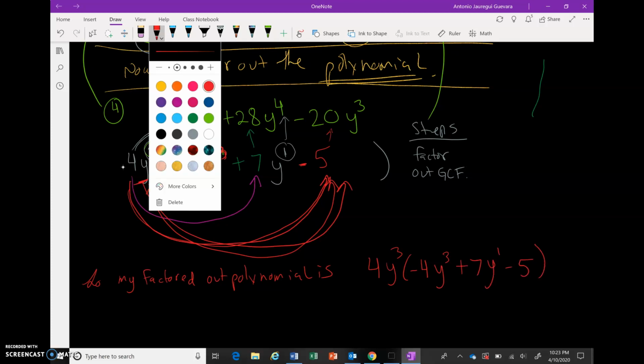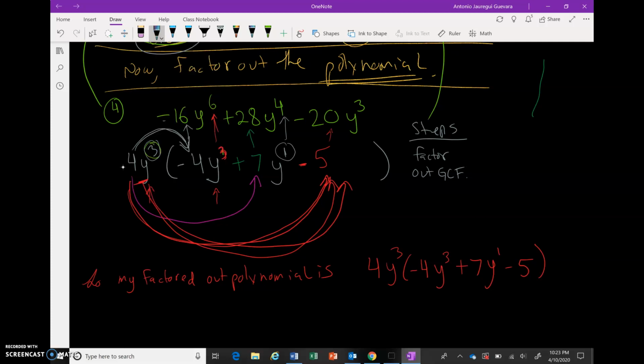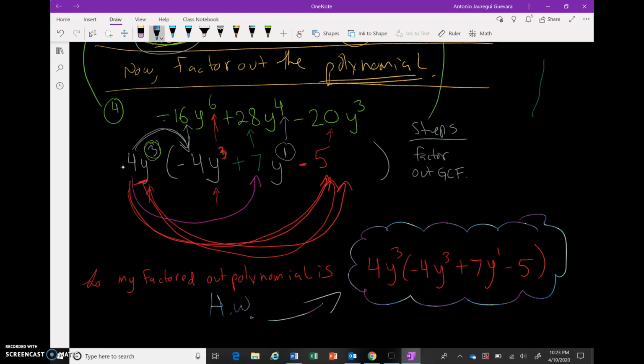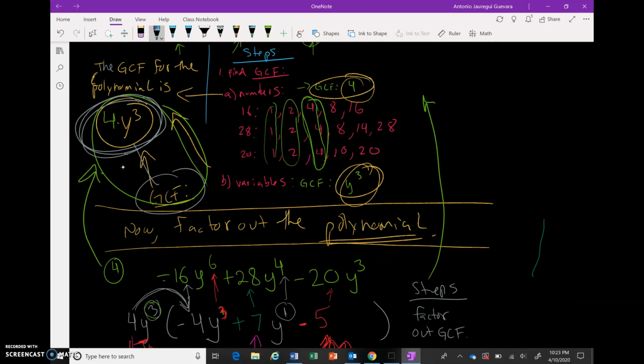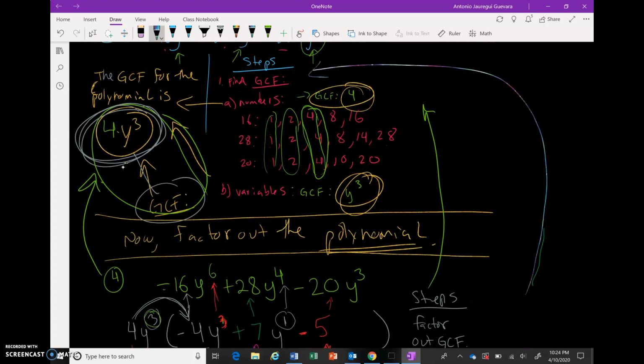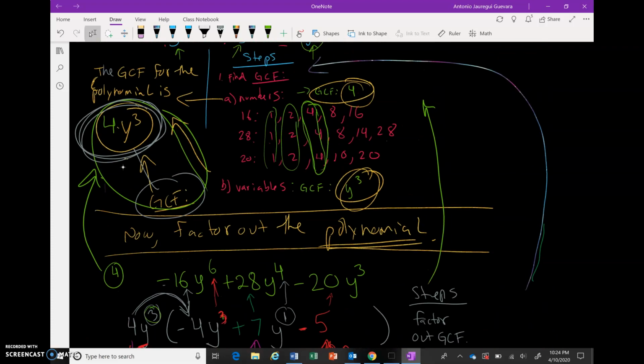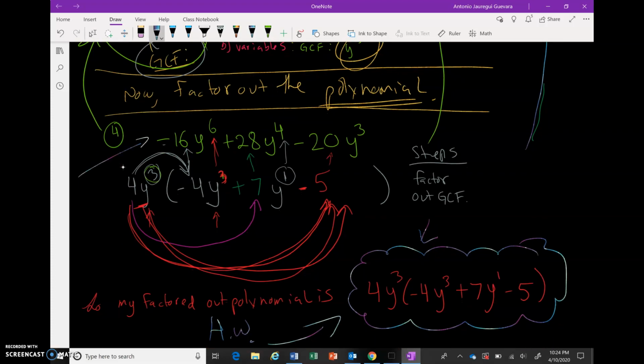Okay, this is our factored out polynomial. So in your homework, you are going to have to do that. And again, we cannot do this unless we know how to get the greatest common factor. Once you get sharp and a little bit quicker, right away, when I give you something like this, you can give me the greatest common factor. Perfect. If you can give it to me right away, then you can start working out your magic just like that.